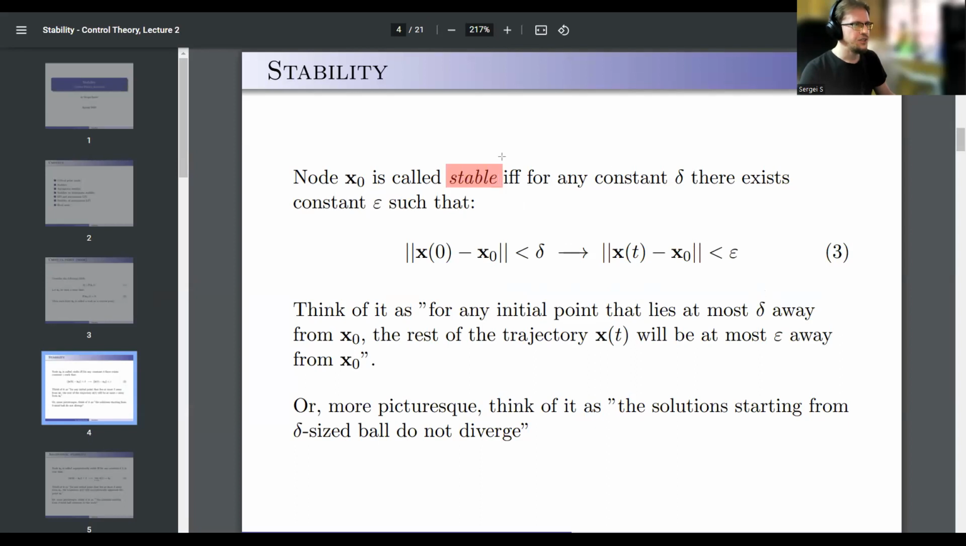The node x0 will be stable if and only if, and that is just a definition, if and only if, for any constant delta, there exists a constant epsilon such that if the initial condition on x is within a delta distance from x0, that implies that x will not be further away from this x0 than epsilon.